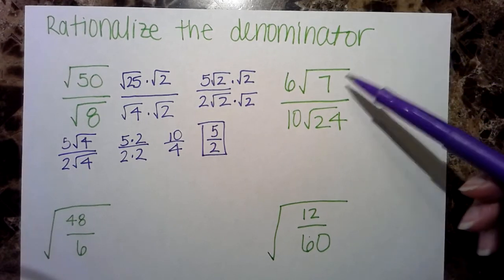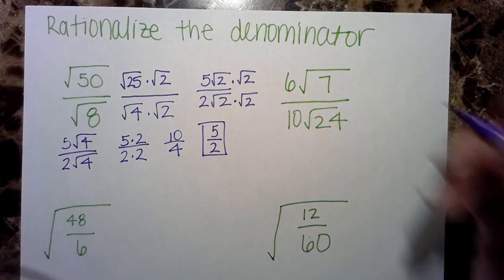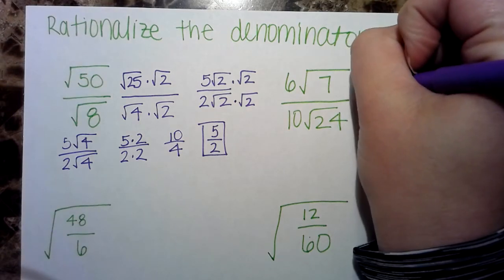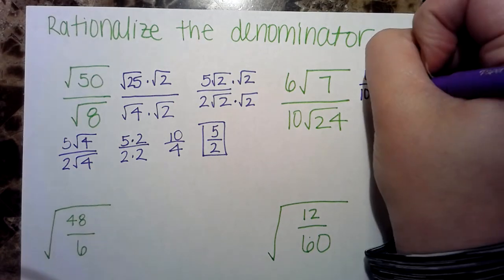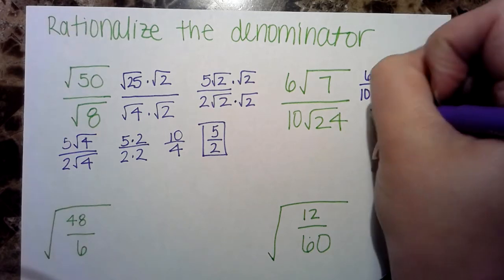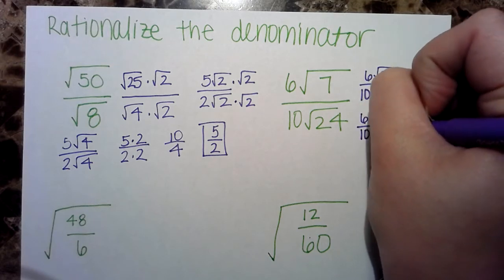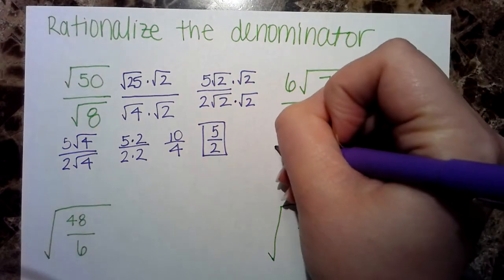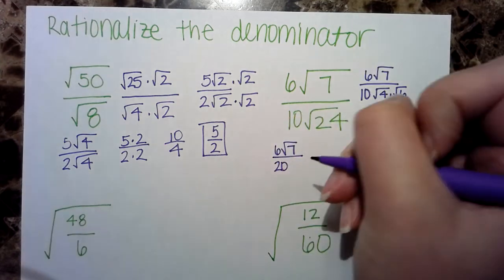Now with this next one, I'm going to see if I can simplify this radical, and I can't. So I'm going to see if I can simplify 24, and I can. So I'm going to leave this one the same. I'm going to put this 10. The greatest perfect square value we can take out is 4. So that's going to be the square root of 4 times the square root of 6. That's going to allow me to be left with 6 square root 7 over 10 times 2 times the square root of 6. That's going to simplify to 6 square root 7 over 20 square root 6.